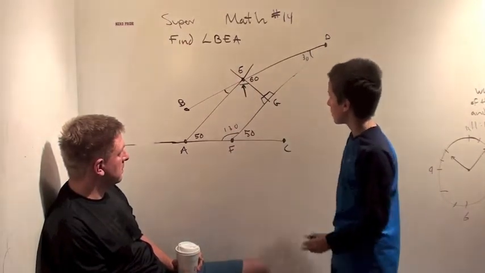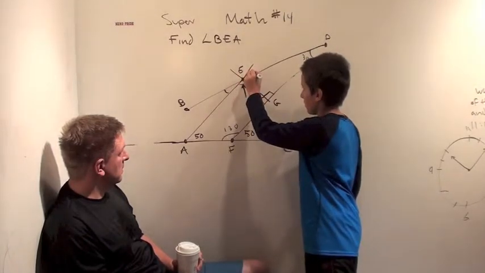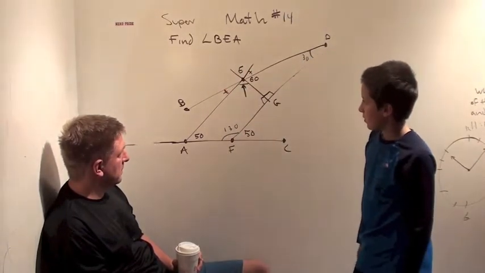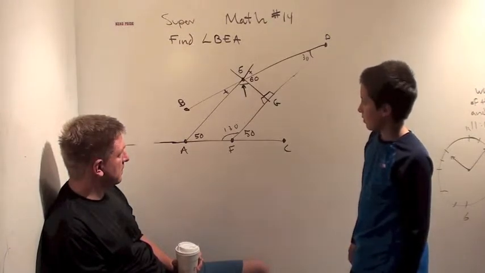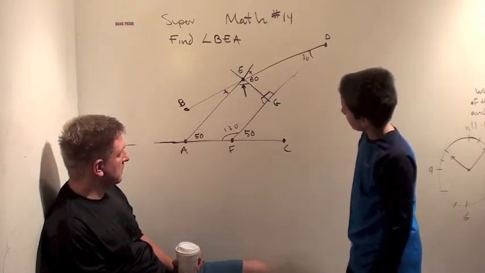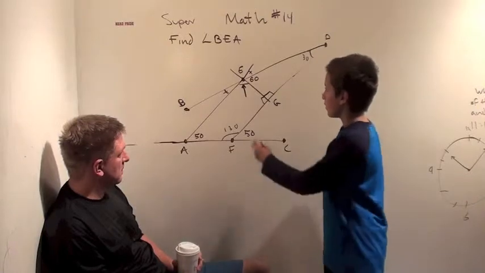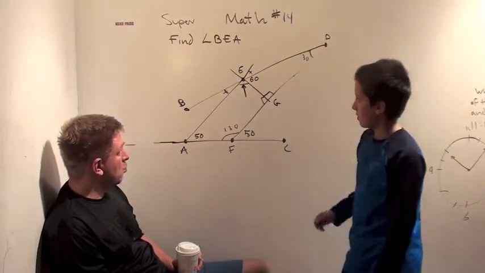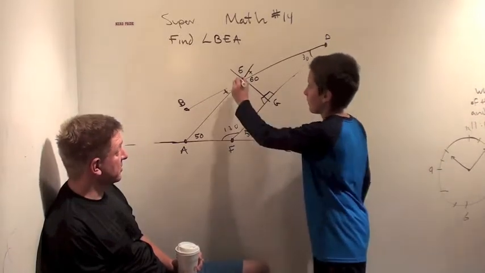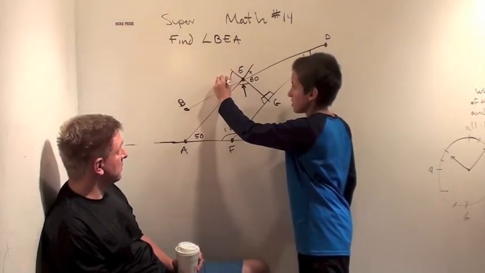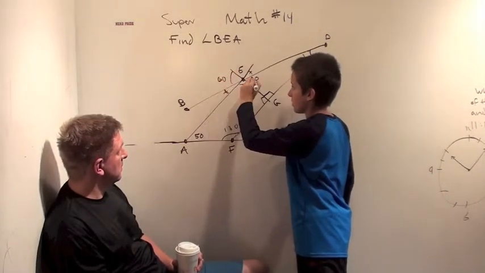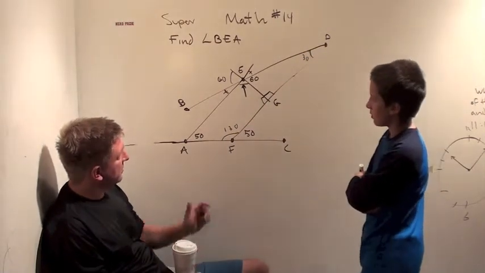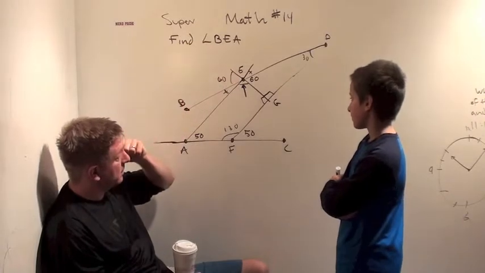Let's see. So this is the angle here. Could this angle be 90? Good question to ask, actually, because this is 60. This angle. Could that angle be 90?